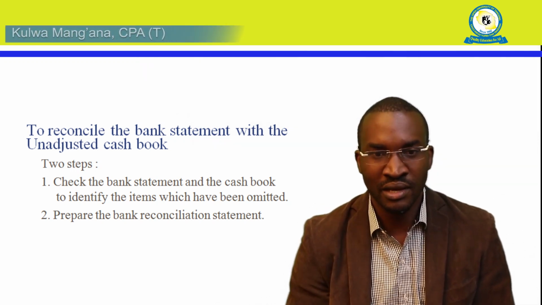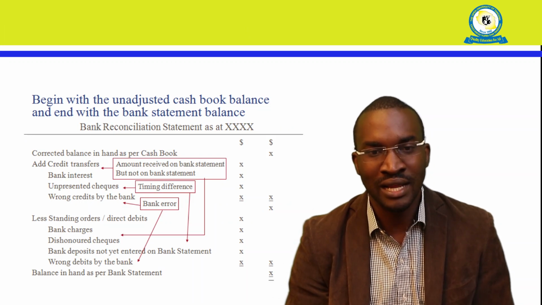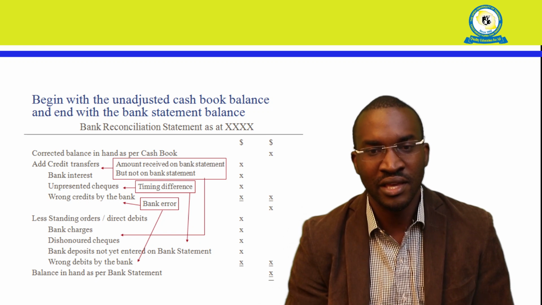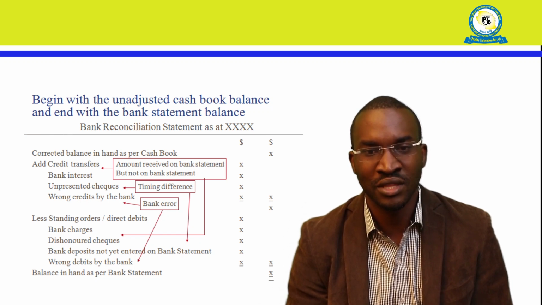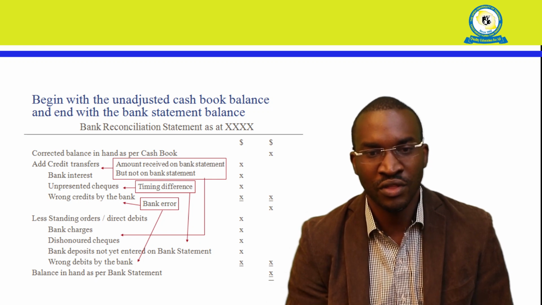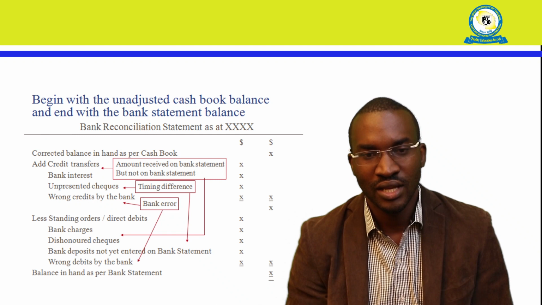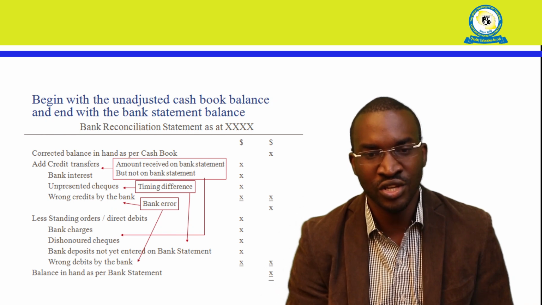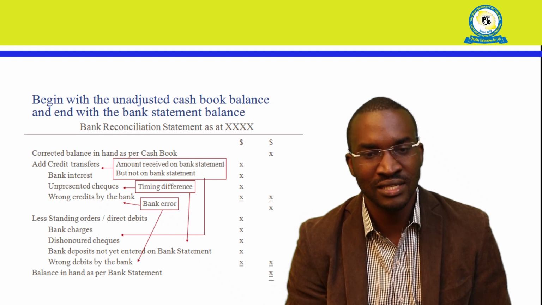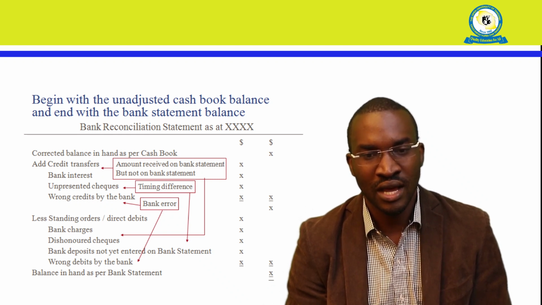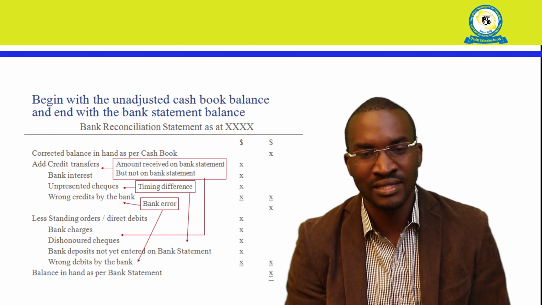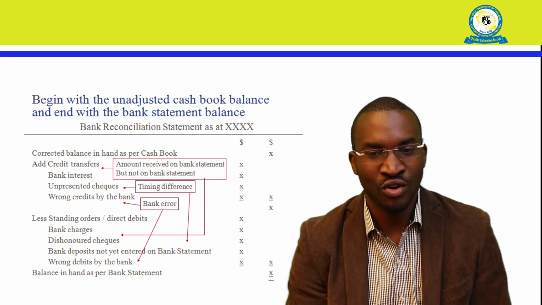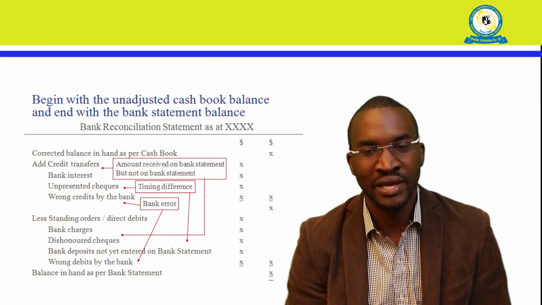You see, it's very, very simple. Now begin with the adjusted cash book balance and end with the bank statement balance. Here you have the corrected balance in hand as per cash book, and then you do some adjustments. You add credit transfer, bank interest, unpresented check, wrong credit by the bank. Then you list the standing orders or direct debits, bank charges, dishonored check, bank deposits not yet entered in the bank statement, wrong debits by the bank. Then finally you have the balance in hand as per bank statement.